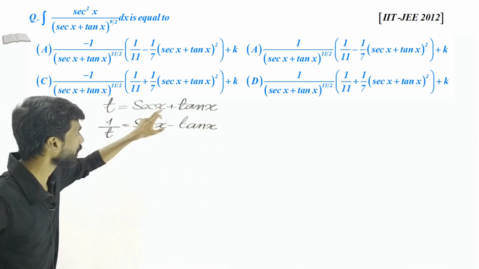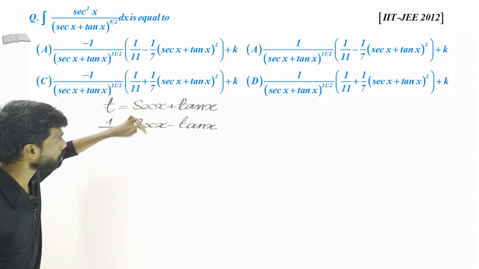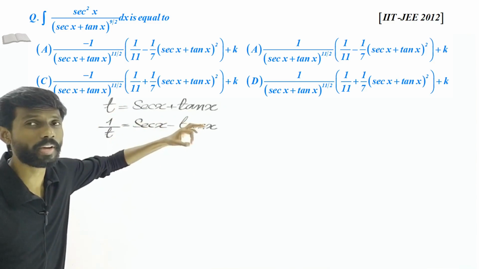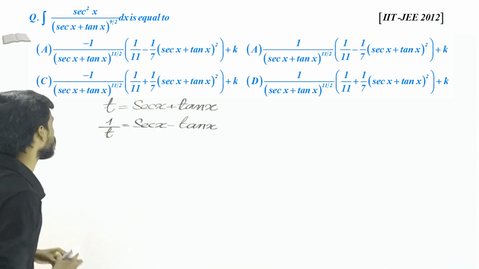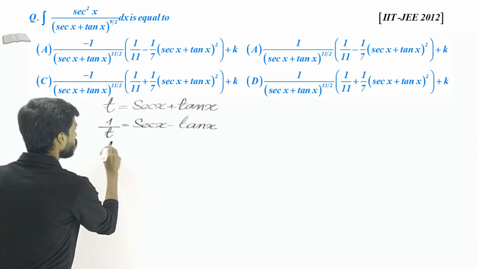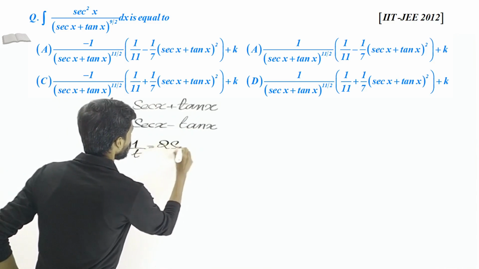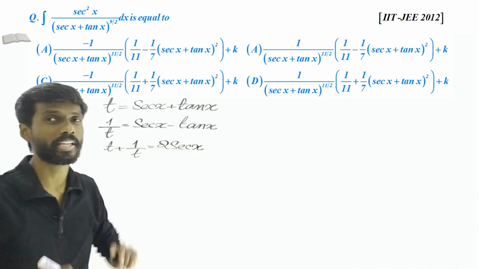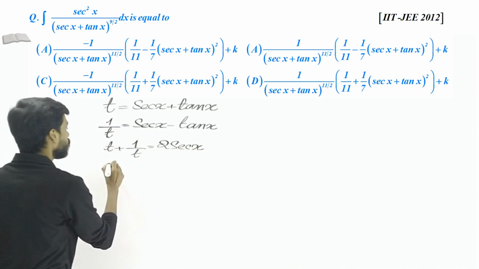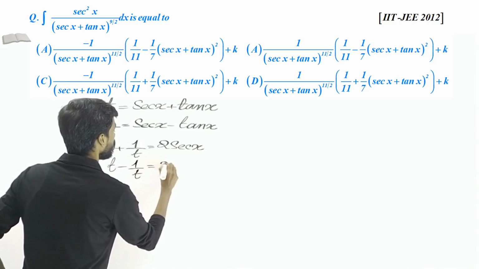Similarly, secant x plus tan x has reciprocal secant x minus tan x, because if you multiply these two, you'll get secant square x minus tan square x, which is 1. So these two are related. Now we just add these two. So t plus 1 by t equals 2 secant x. We can substitute the secant x value t plus 1 by t if required. Similarly, if you subtract these two, t minus 1 by t equals 2 tan x.